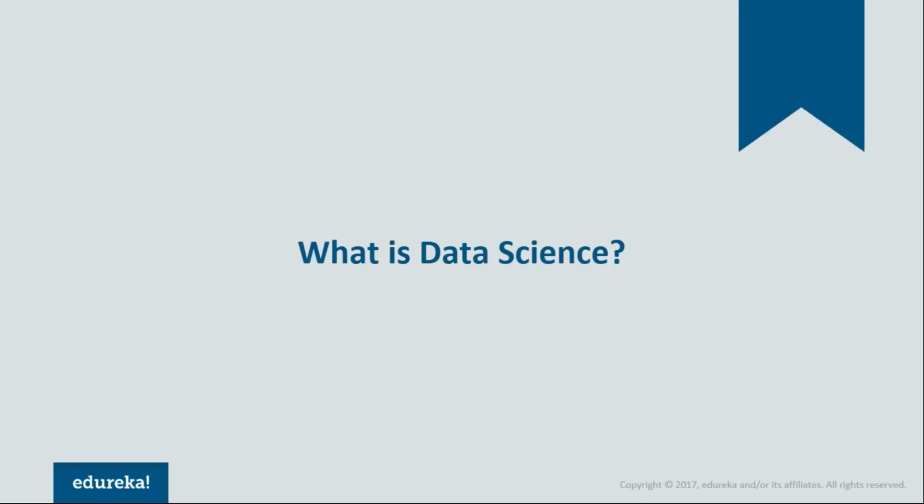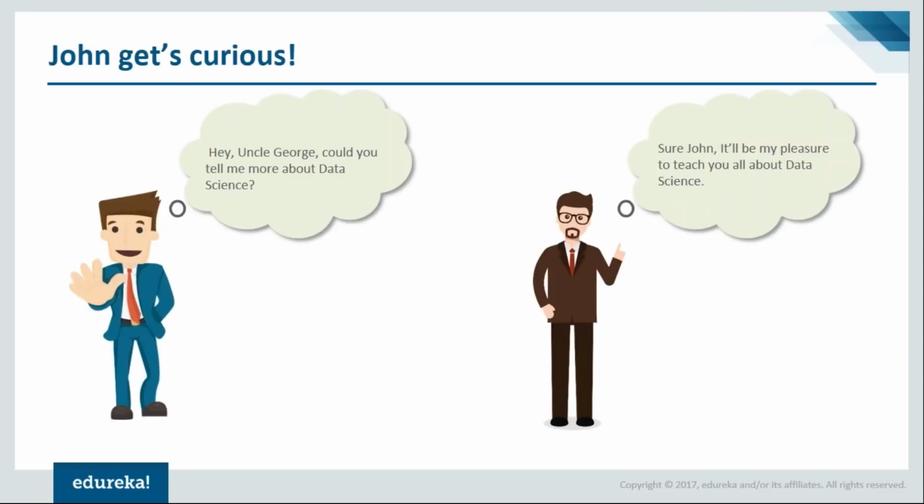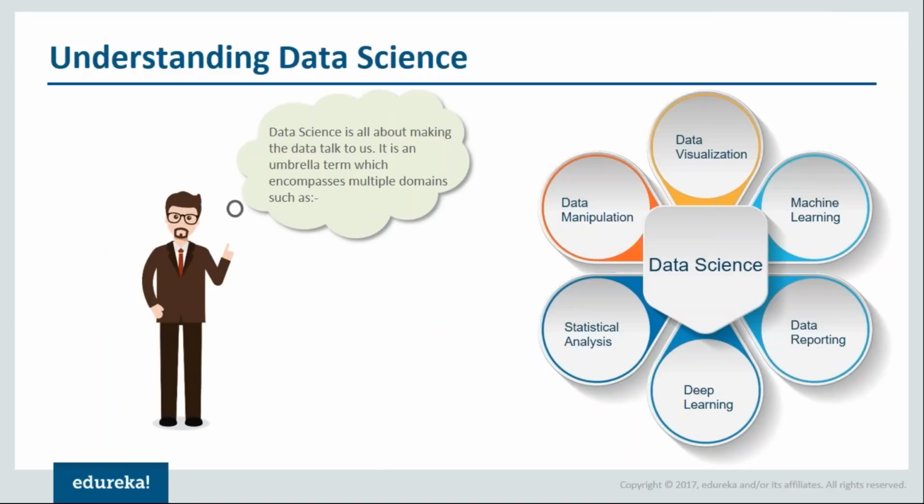So, what is data science? We'll understand that through a story. Now, this is John, and John stumbles upon terms such as data science and machine learning and starts wondering what they exactly are. Now, John decides to go to Uncle George, who is a data scientist, and Uncle George happily helps our curious John. Uncle George tells us that data science is all about making the data talk to us. That is, it is an umbrella term which encompasses multiple domains such as data manipulation, data visualization, machine learning, data reporting, deep learning, and statistical analysis.